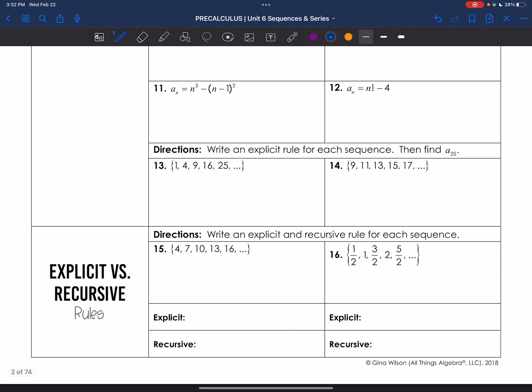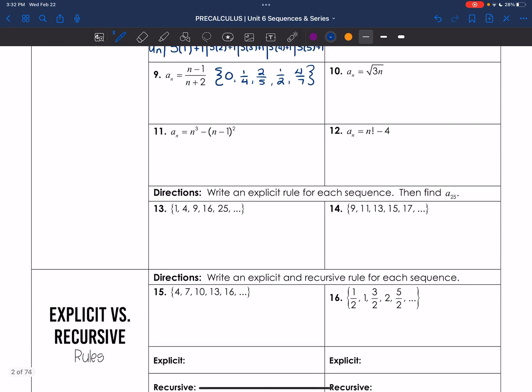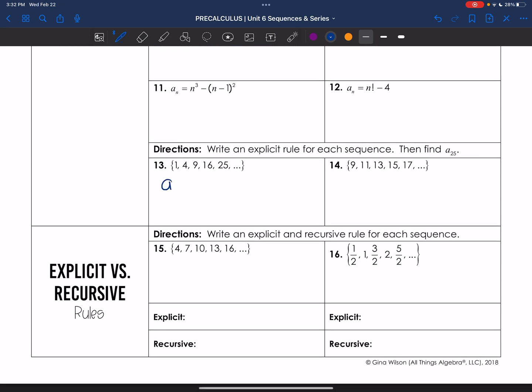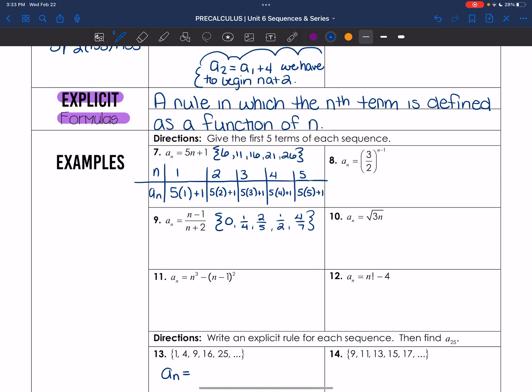Now let me bounce down here to example number 13. This is to write a rule based on its position, an explicit rule. An explicit rule. So that means to write it as AN equals. Now how do I get that first position? What seems to be happening here each time? Don't look back, but based on its position, how do you get that number?